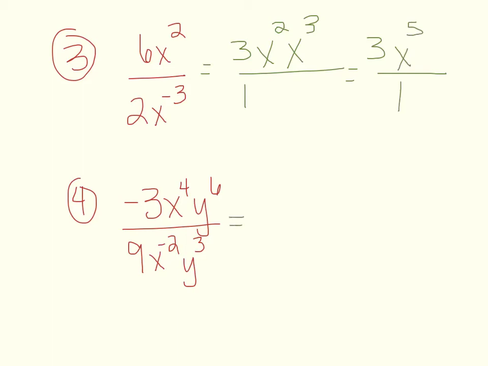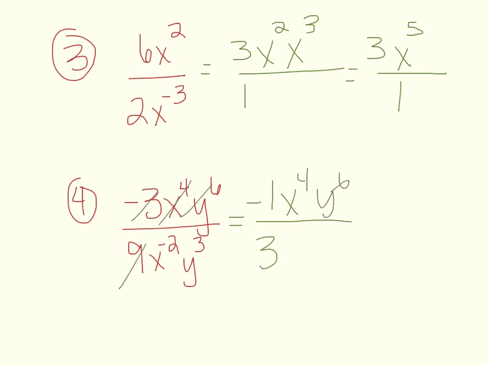All right, let's look at another one. On this one, we have a negative exponent. So the first thing I want to do is get rid of my negative exponent. I have negative 3 over 9, which is negative 1/3. X to the fourth is staying. Y to the sixth is staying.